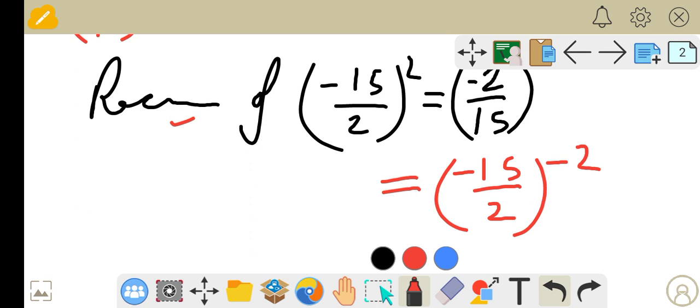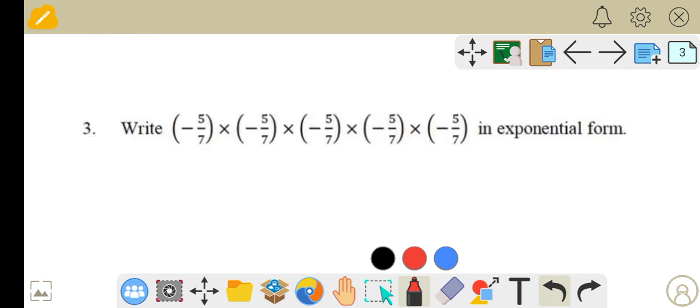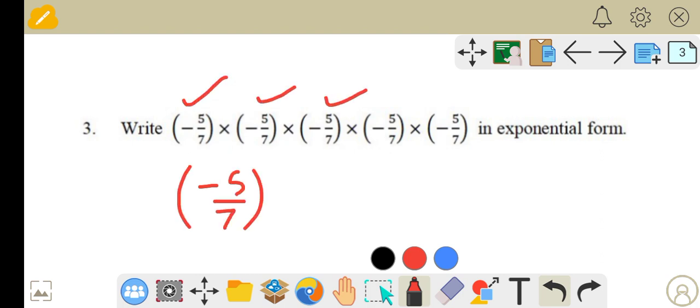Next question, write this thing in exponential form. This is a very simple question. Minus 5 by 7 to the power, just count: 1 2 3 4 5. This is your answer.